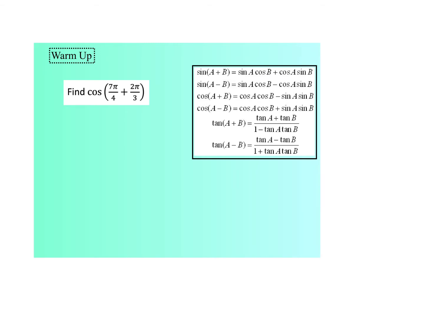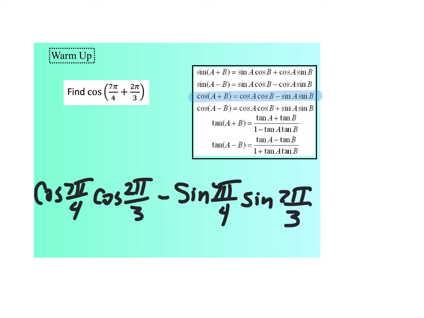Find it on the sheet. It's in that little list on the board there. You will get a sheet full of identities that you can use on the test.